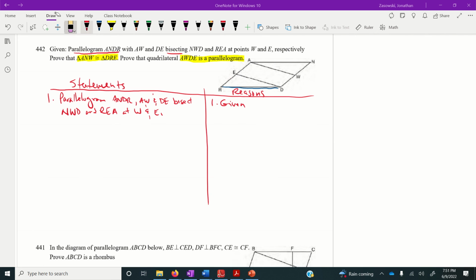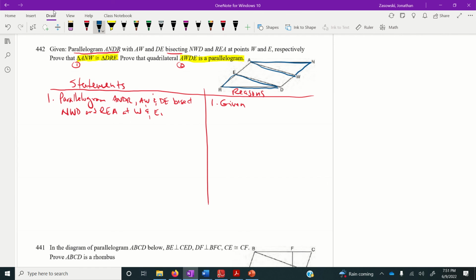Okay, so number 442, we have a parallelogram. We have DE bisecting NWD and REA at points W and E respectively. We want to prove that the two triangles are congruent. We have to do this first, and then we're going to carry on to show that AWDE, this shape in here, is a parallelogram. So key thing, we have to get these two triangles to be congruent. And then use those two congruent triangles to get this fact that this inside shape is a parallelogram.